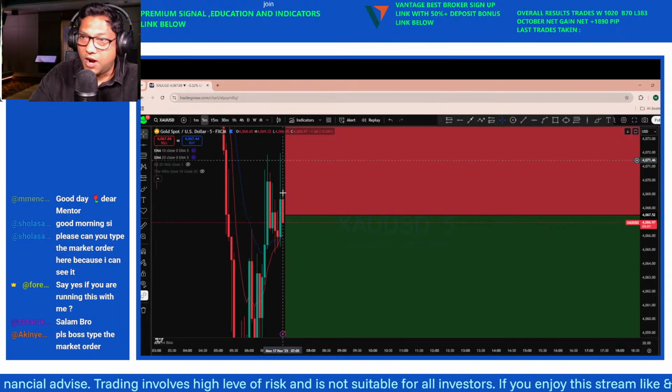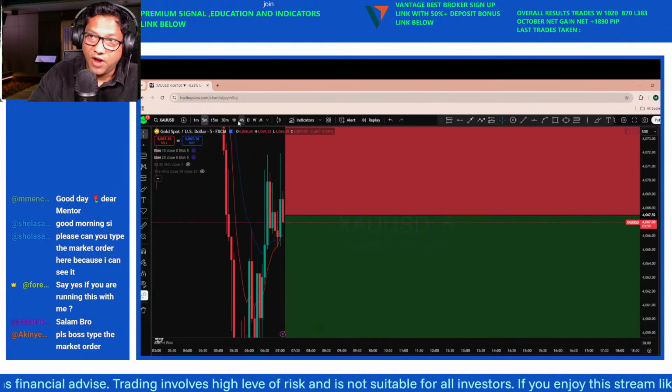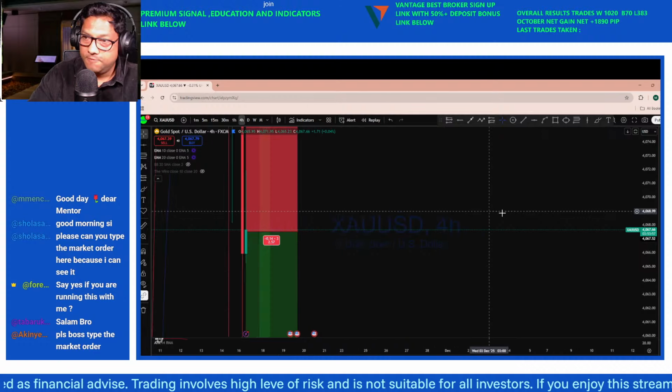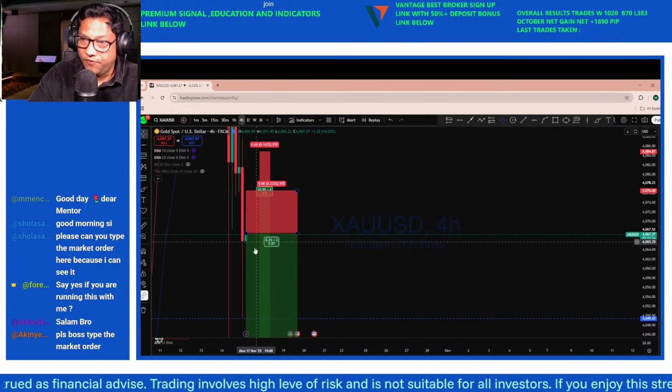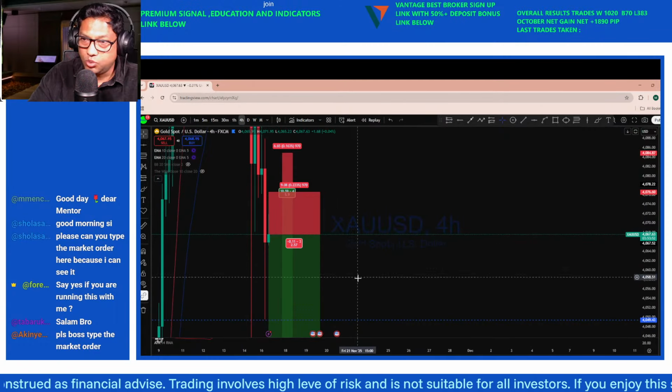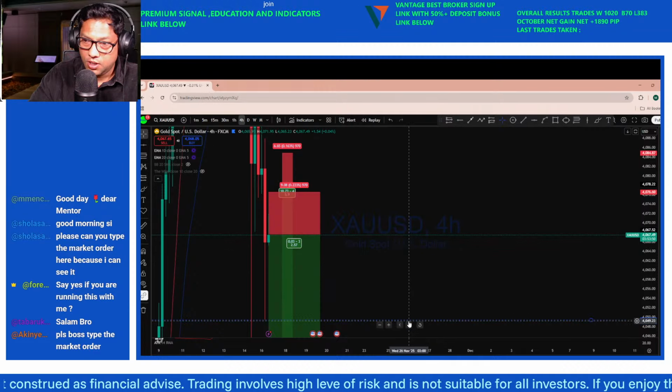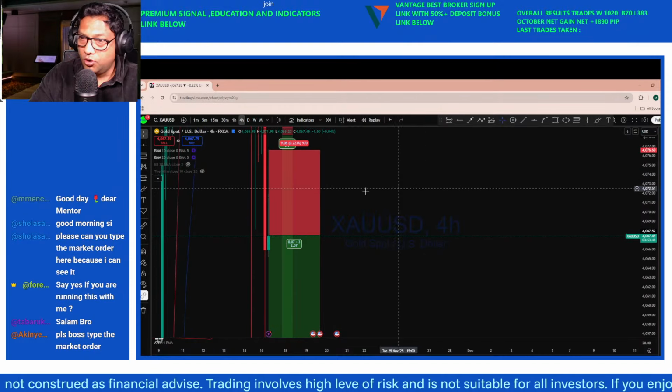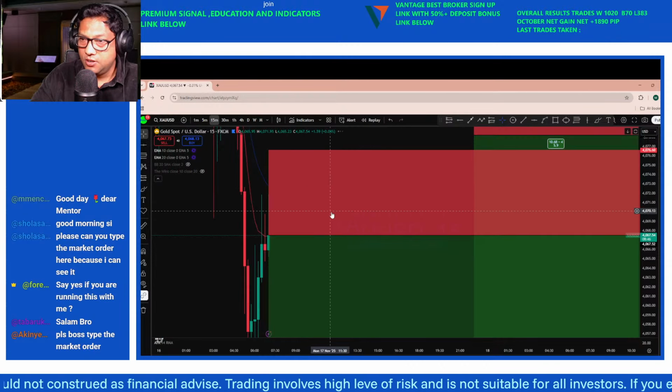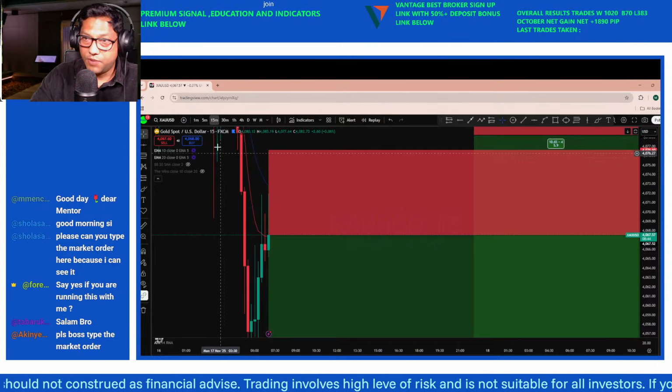This 5 minutes might be a manipulation. If that's the 5 minutes manipulation from the 4 hour, we look to see that we fill back below. That is where we can look for a possible drop down to the weak fill. On the other hand, if it is a manipulation, we might see the price go back up.